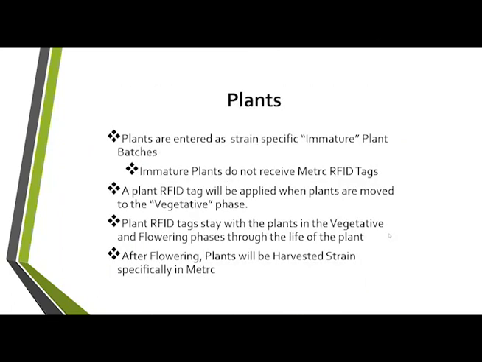All right, so plants are entered as strain-specific immature plant batches. They don't receive the Metrc RFID tags at that point. If you do package them, they would receive a package tag, but they don't have any plant tags on them until they reach the vegetative phase. Once they go to the vegetative phase and are tagged, that tag will follow through the flowering phases and then to the harvested phase, which is tracked by the harvest batch name.